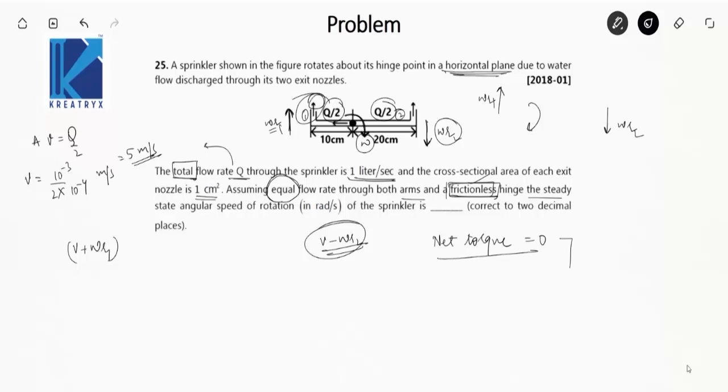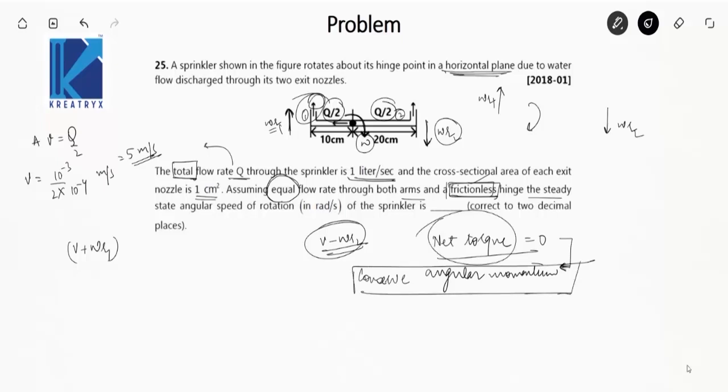So if there is no net torque acting on the system, can we conserve angular momentum? It was a nice question actually. Conserve angular momentum. This concept you must have studied in your 12th. You know, see that the paper setters of GATE always ask questions from the basics. So if net torque is 0, you can conserve angular momentum.